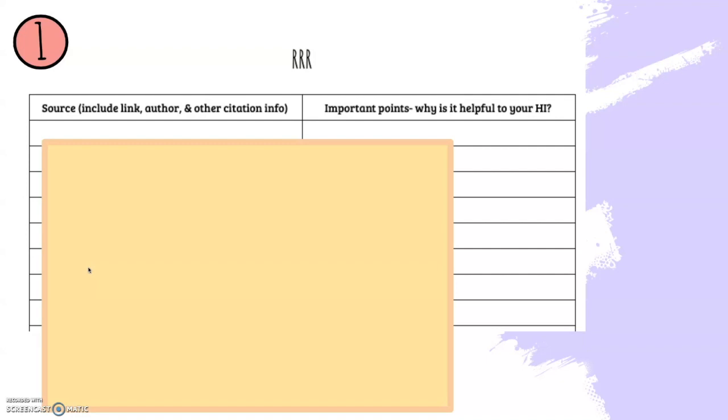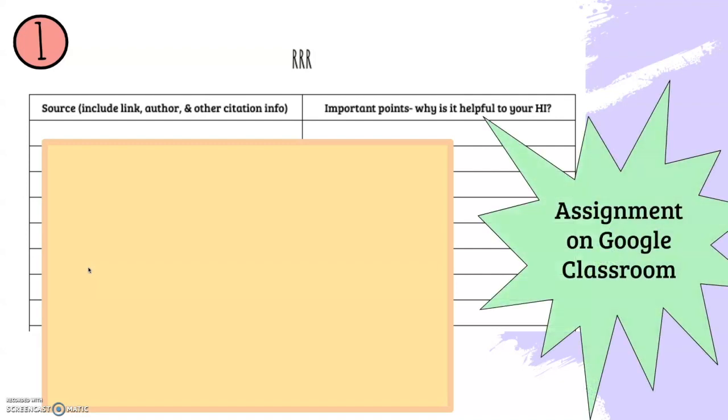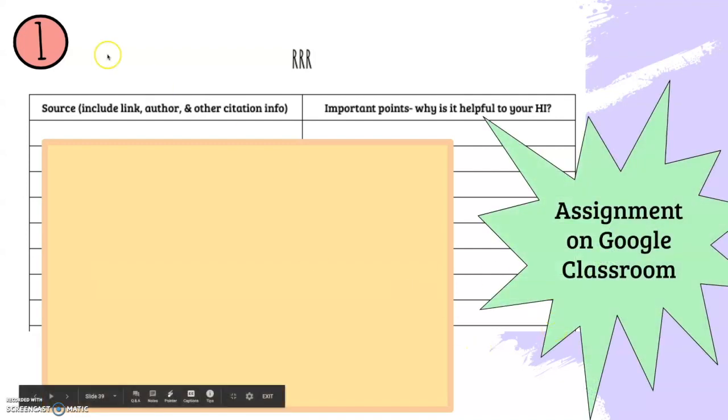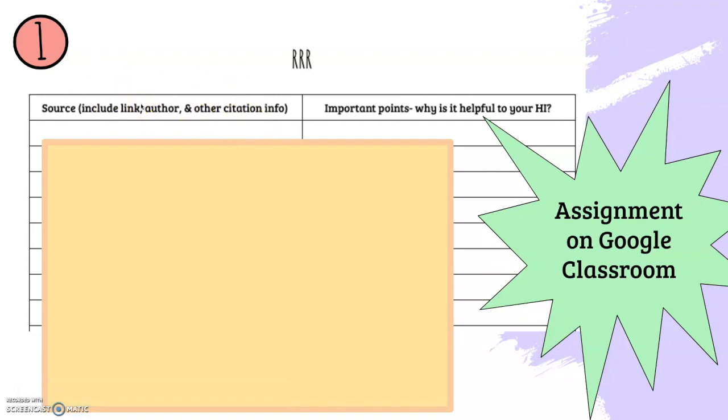So the first step is to continuously be adding to your RRR, which you can find as an assignment on Google Classroom. All you're doing is tracking the major information like the hyperlink to the source, the author, the source title name, and then quick bullet points of why it's helpful to you. You never know when you might need to go back to a source or really look over in this column for what information am I missing. This can tell you because you'll be able to start seeing what information you have a lot of and what you need to find.